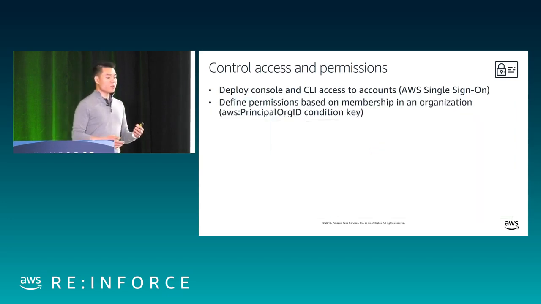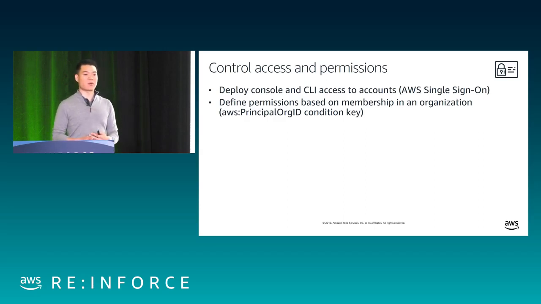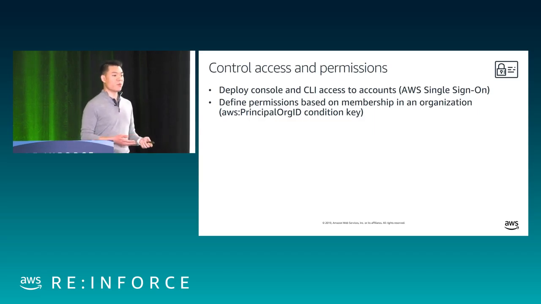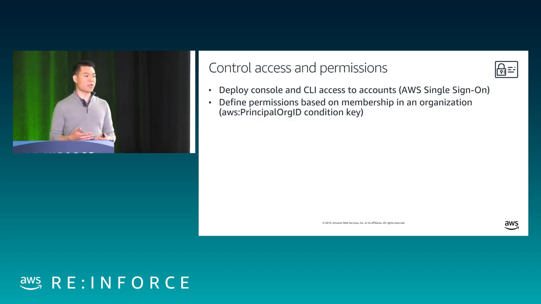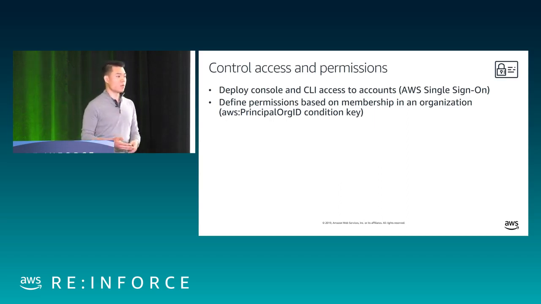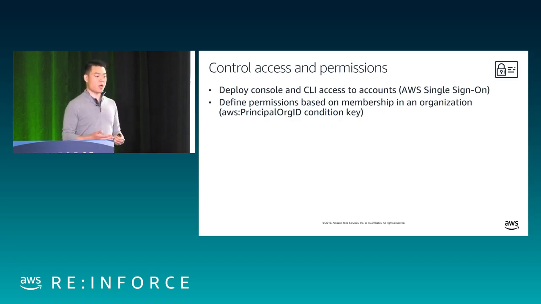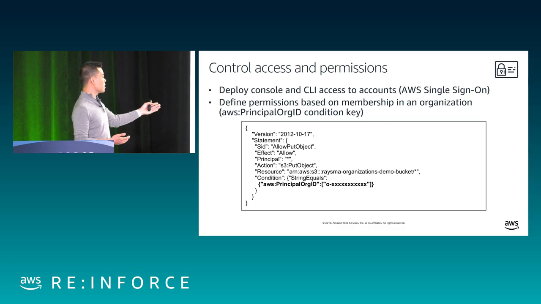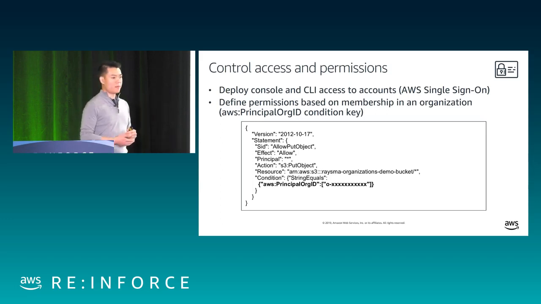Additionally, we enable you to define permissions based on membership inside of an organization using the AWS Principal Org ID condition key. A good example of that is, say, I've got an Amazon S3 bucket that I only want users inside my organization to be able to put objects into. And so now I can write an S3 bucket policy that looks like this. You can see over here, I've specified the condition of string equals principal org ID with the organization ID of my organization. And so now the only people that are allowed to put resources into my S3 bucket are those that are already members of my organization.